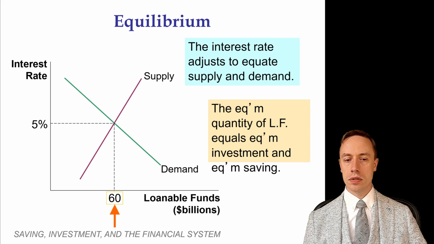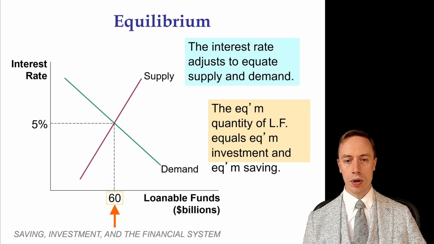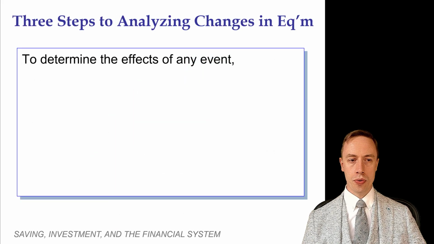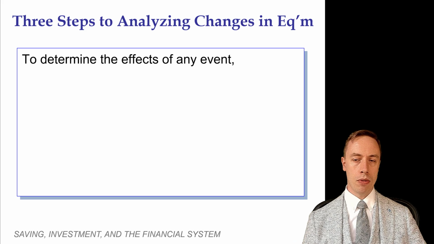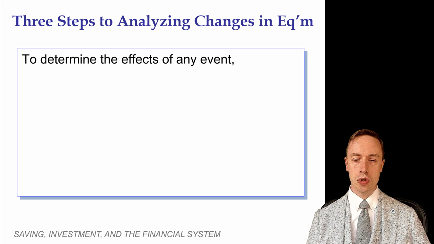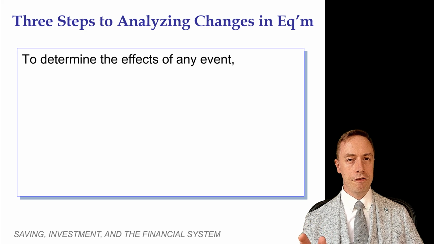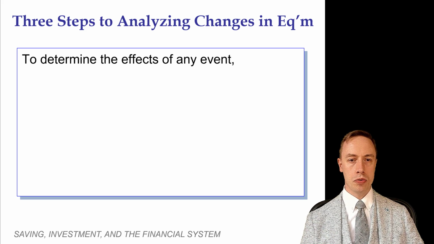What if savers save more? What if borrowers borrow more? And so on and so forth. We are now going to work through 3 examples of how a change in the market for loanable funds will affect the equilibrium. And I like to talk about this in 3 steps. The same 3 steps we'll be using for every supply and demand model we encounter during our course.